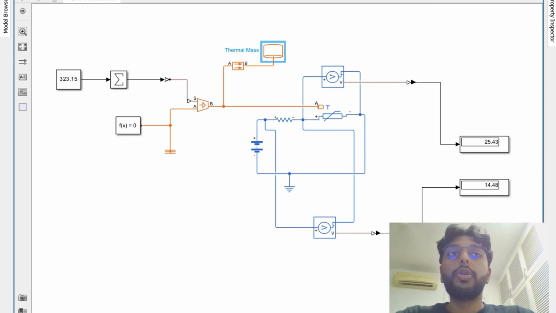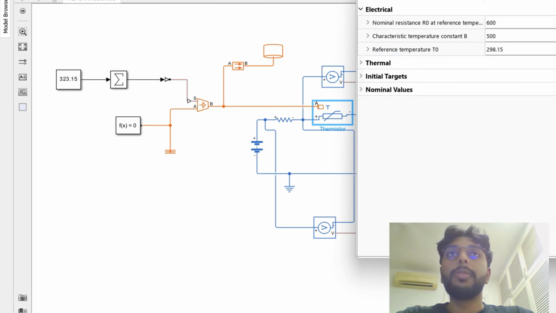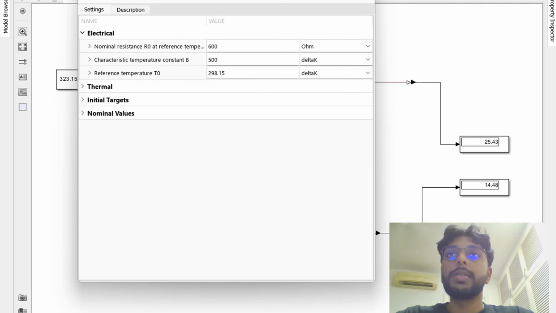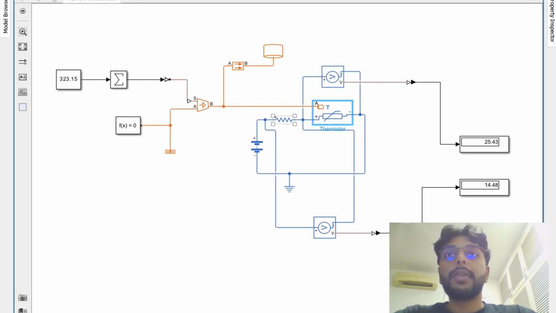The thermistor is the core sensor in the circuit. It has a nominal resistance of 600 ohms, a characteristic temperature of 500 Kelvin, and a reference temperature of 298.15 Kelvin. The thermistor converts the temperature changes into resistance changes, allowing us to measure temperature. We make use of a 300 ohm resistor to complete the circuit and also voltage sensors to measure the voltage across the thermistor, which provides data for the temperature calculations.